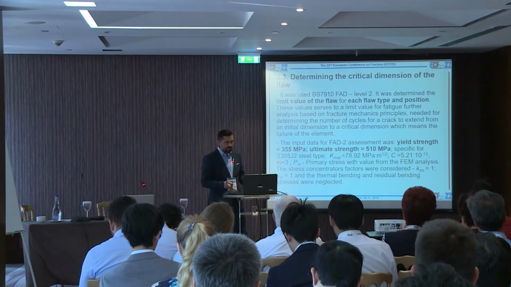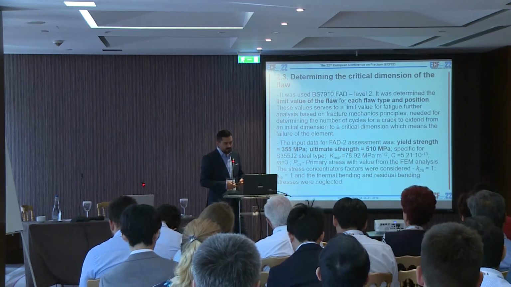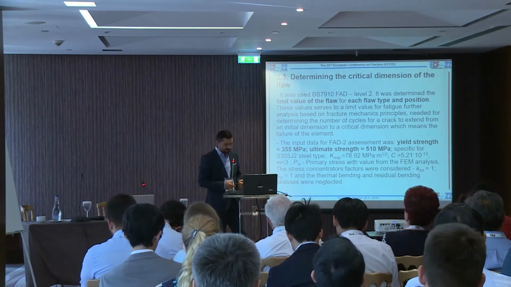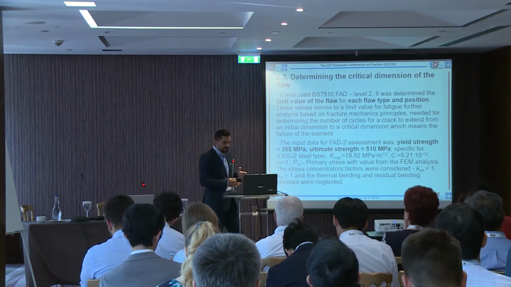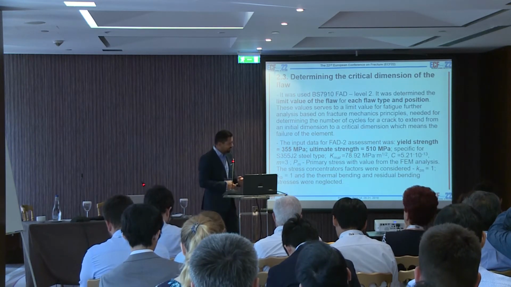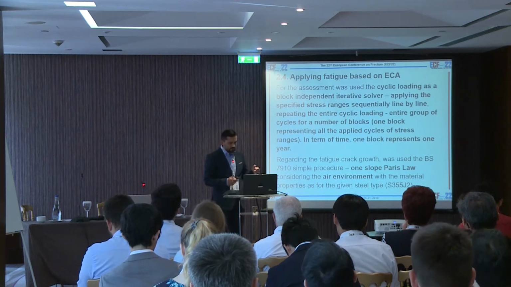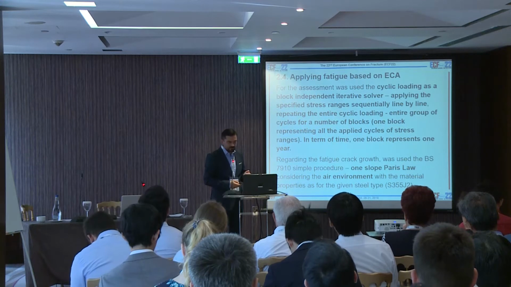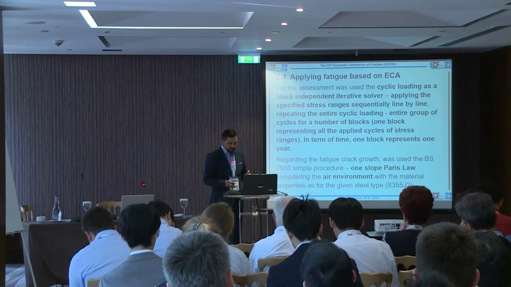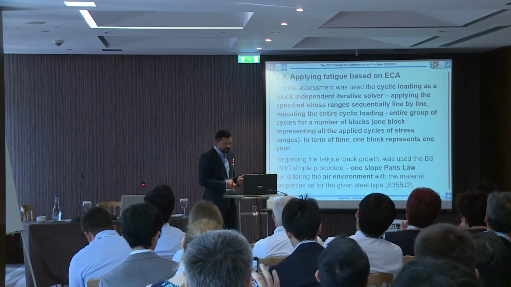But having the fatigue load, we also need the critical size of the cracks. So we applied the British standard 7910 failure assessment diagrams, level 2, and for each type of flaw, the critical size of the flaw was determined. Some information about the input data, and in the end, of course, we needed to apply the fatigue based on ACA using the cyclic loading as presented before in the number of blocks. Each block represents 1 year.